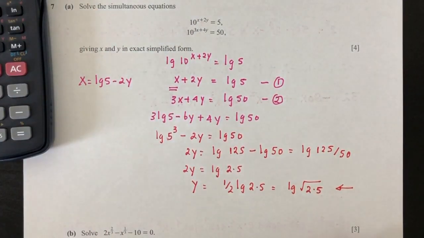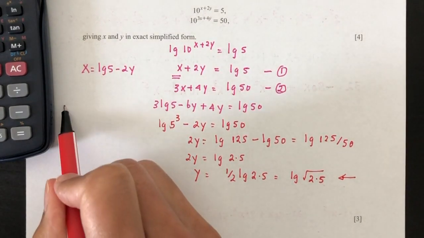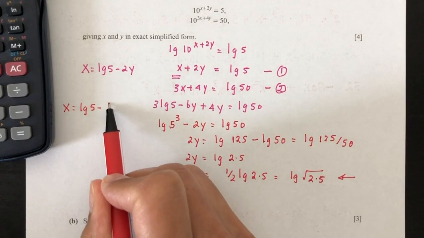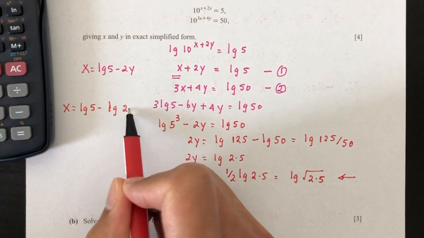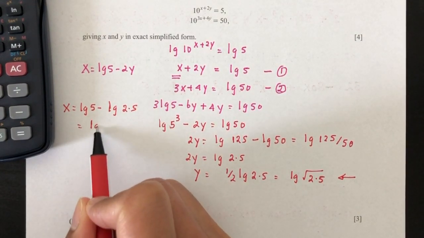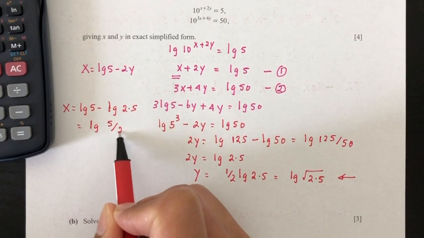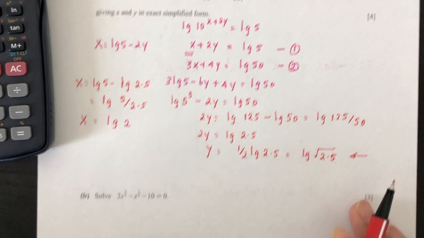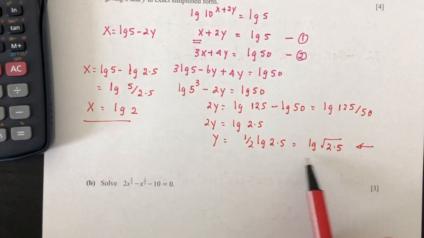Now what is the value for x? x will be equal to log of 5 minus 2 times y, which will be log of 2.5. That will be minus, so minus becomes divide. That will be log of 2. So here we have two values, one is x and one is y.